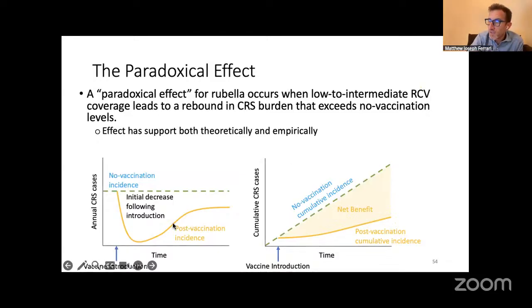So the reason for this increase here is because what's being plotted here is CRS. And your intuition again is exactly right, that if we were plotting the incidence of rubella infection, this would go down and stay down.